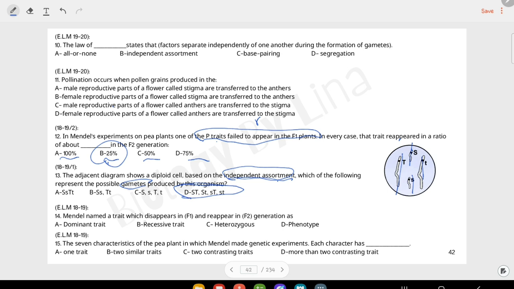Mendel named a trait which disappears in F1. As we said, the one that disappears in F1 is the recessive trait. This is the easiest question. Mendel made genetic experiments on 7 characteristics of the pea plant. Each character, based on Mendel, has how many traits? It has 2 traits. Are they similar or contrasting traits? They are contrasting traits. For example, purple and white flower, or green and yellow for the seed.